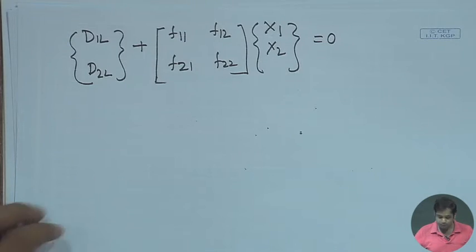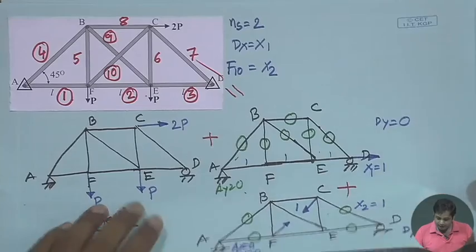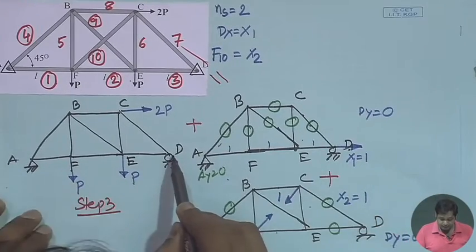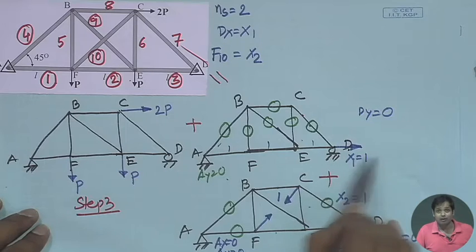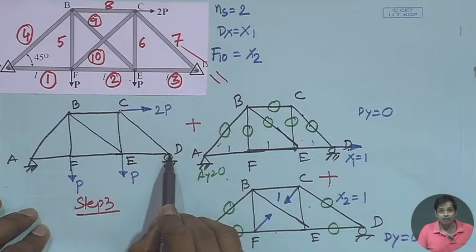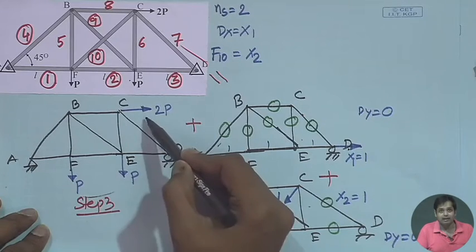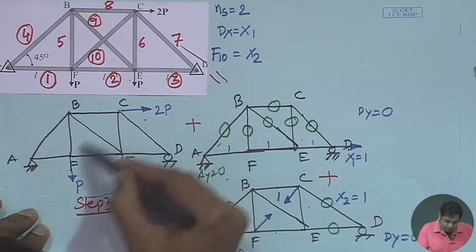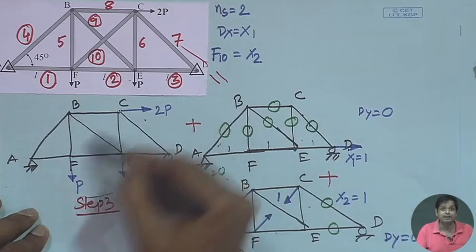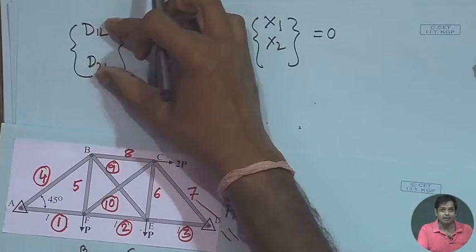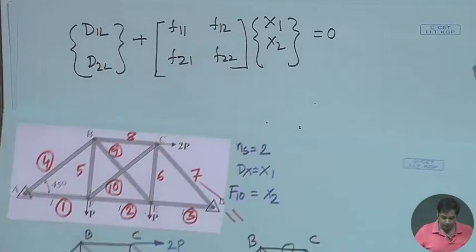d1L is associated with our first redundant, which is the horizontal reaction at D. So, d1L will be the horizontal reaction at D due to the externally applied load, and d2L will be the horizontal deformation in member FC due to the externally applied load. Okay. So, this is the deformation due to the externally applied load.